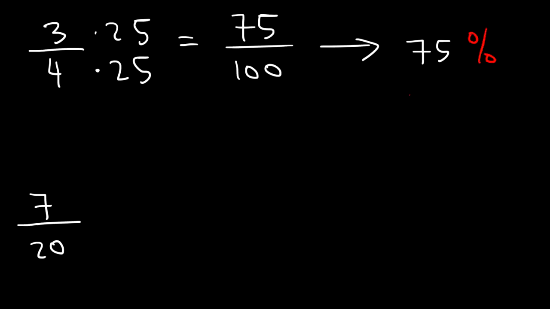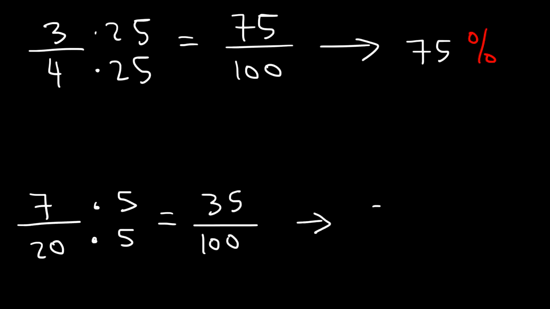Now 100 divided by 20 is 5. So for the second fraction, you want to multiply the top and the bottom by 5. 20 times 5 is 100. 7 times 5 is 35. So the answer is 35%. So that's the first method in which you can convert a fraction into a percentage. But now, what about something like 3 over 8?